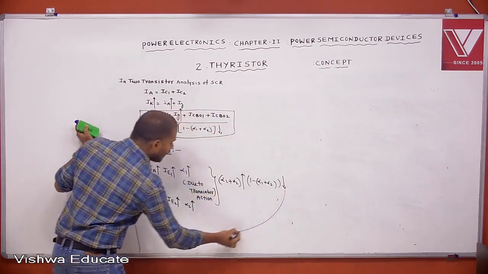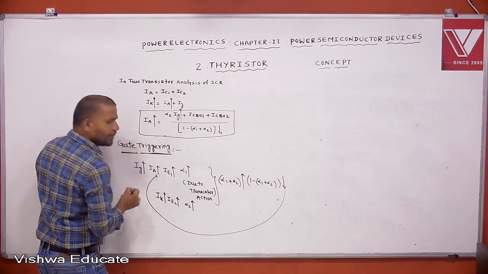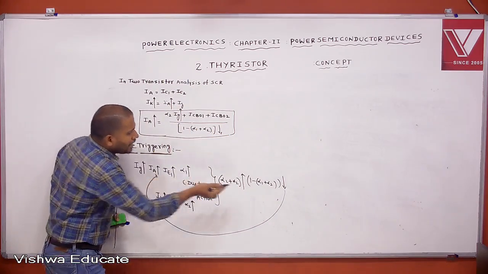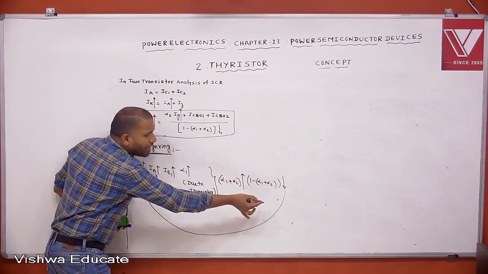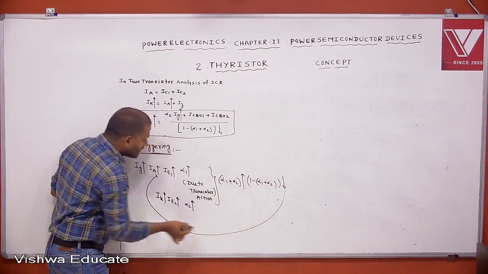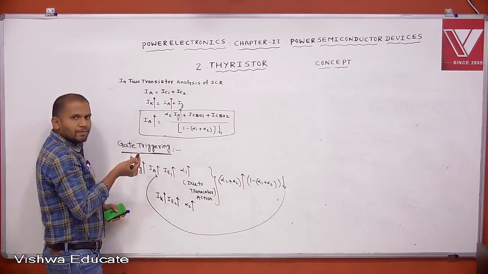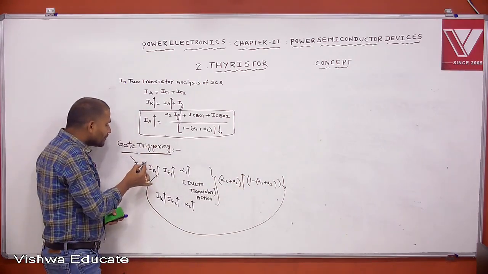Then again IA increases. If IA increases, again it reduces. Again IA increases, again 1 minus of alpha 1 plus alpha 2 decreases. Again IA increases. Okay, then you can remove the gate supply.